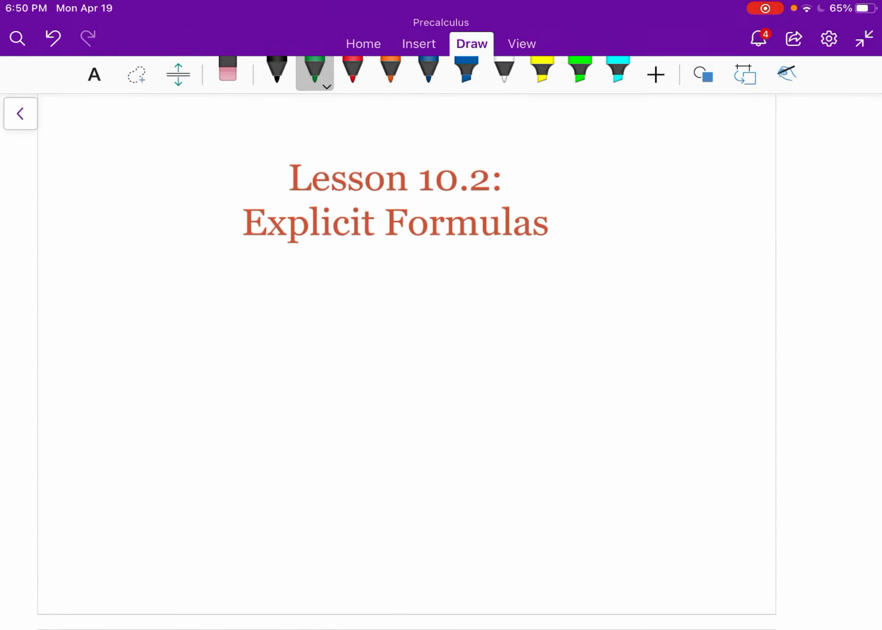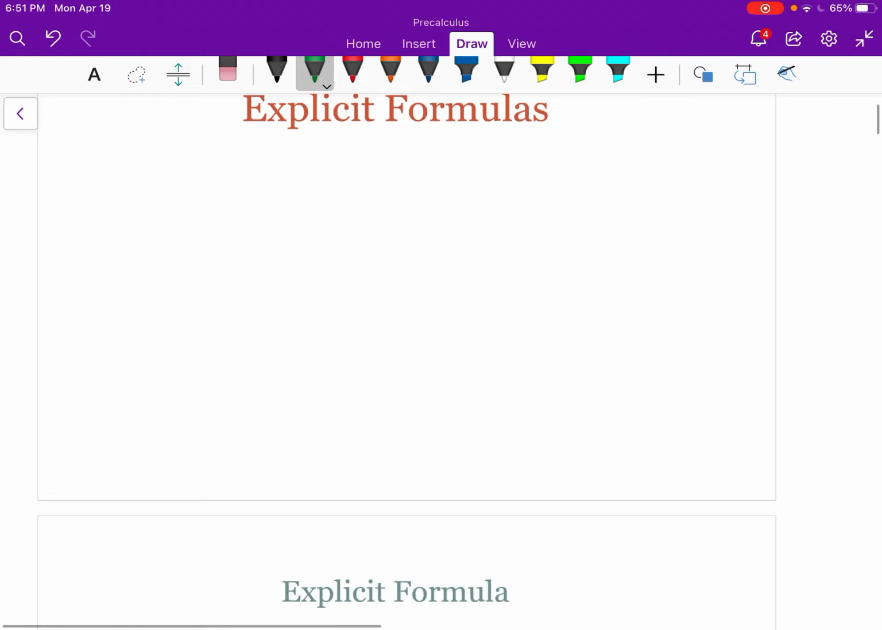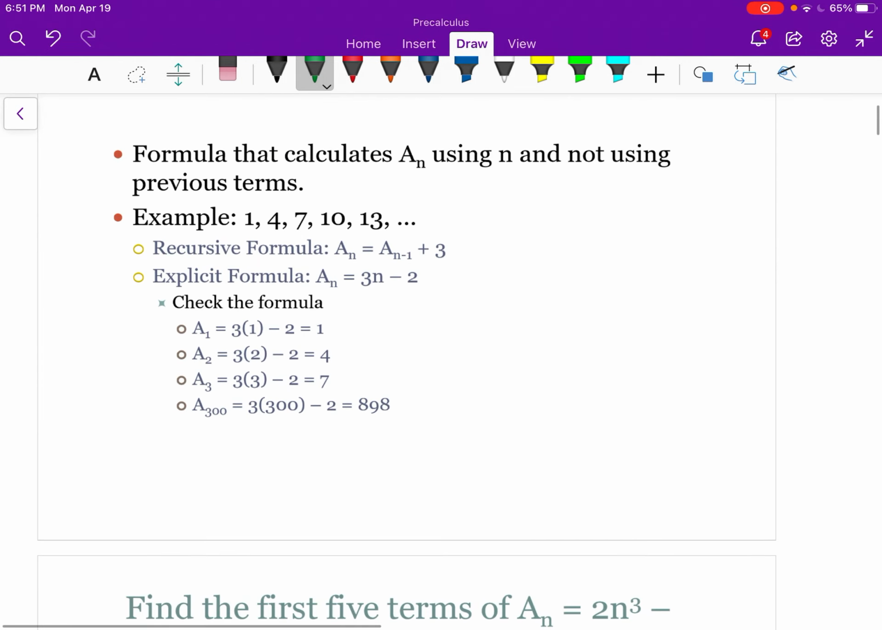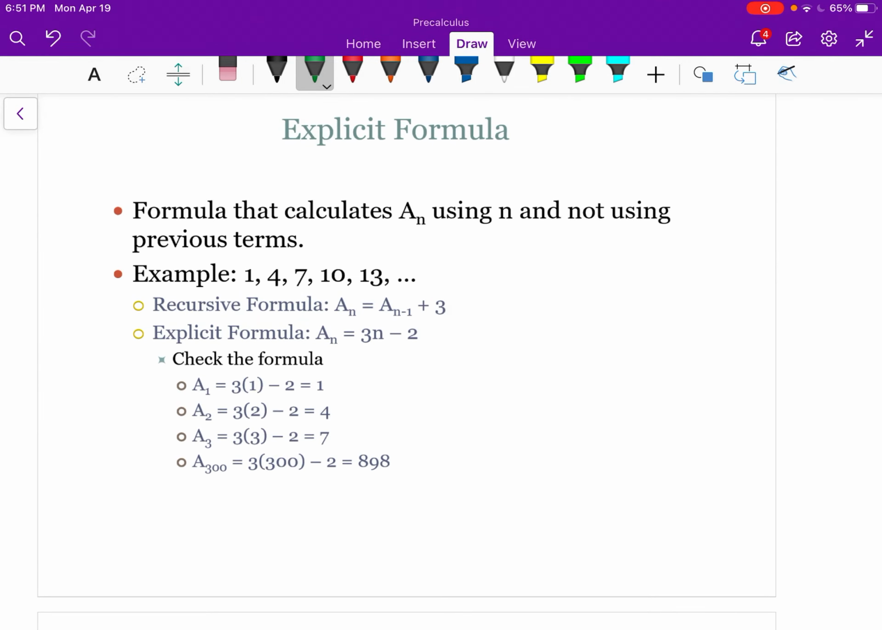Continuing to lesson 10.2, explicit formulas. We're dealing with sequences in this chapter and some other things after that, but we have explicit formulas here. So what is an explicit formula? We've already talked about recursive formulas, and a recursive formula uses the term or terms before it to tell us what the term we are on is.